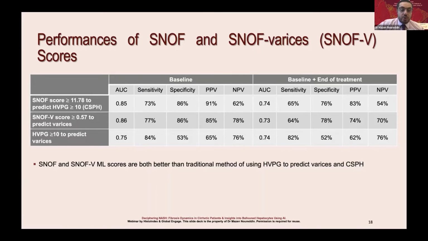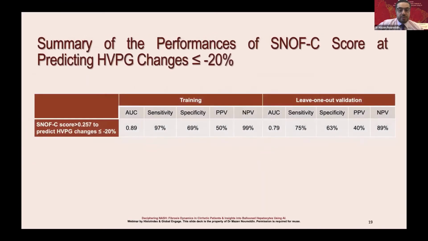The SNOOF score also predicted clinically significant portal hypertension very nicely, with an area under the curve of more than 0.85, and in the validation cohort was 0.75. And look at the PPV and NPV values. It had very good numbers, and it's at least comparable to HVPG, the invasive one.